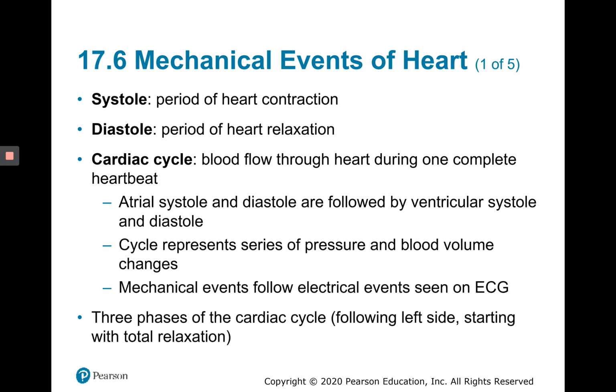We'll be looking at the cardiac cycle, which is a series of steps that allow blood to flow from the atria, then to the ventricles, then out of the heart. So this occurs during one complete heartbeat. We're going to see that atrial systole and diastole are going to be followed by ventricular systole and diastole. And the cycle is going to represent a series of pressure and blood volume changes.